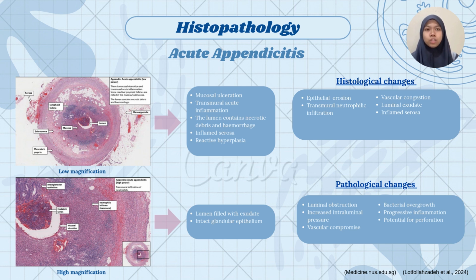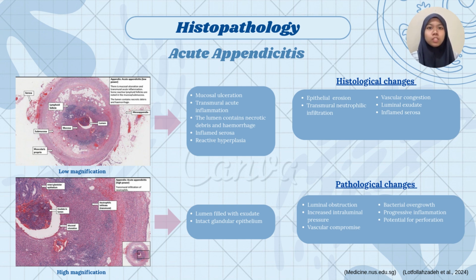At higher magnification, we can visualize a pus-filled exudate and widespread inflammation, although some glandular structures remain intact. The key histological changes include epithelial erosion, transmural neutrophilic infiltration, vascular congestion, luminal exudate, and inflamed serosa.